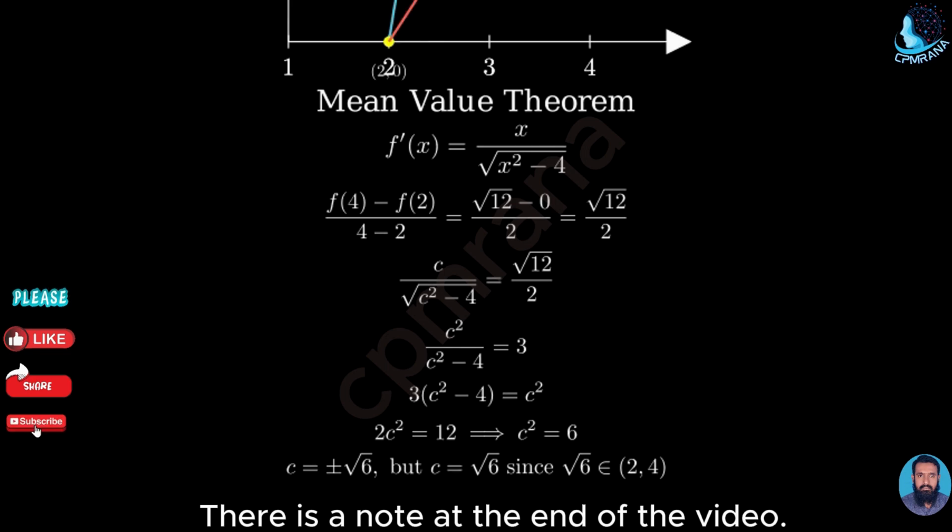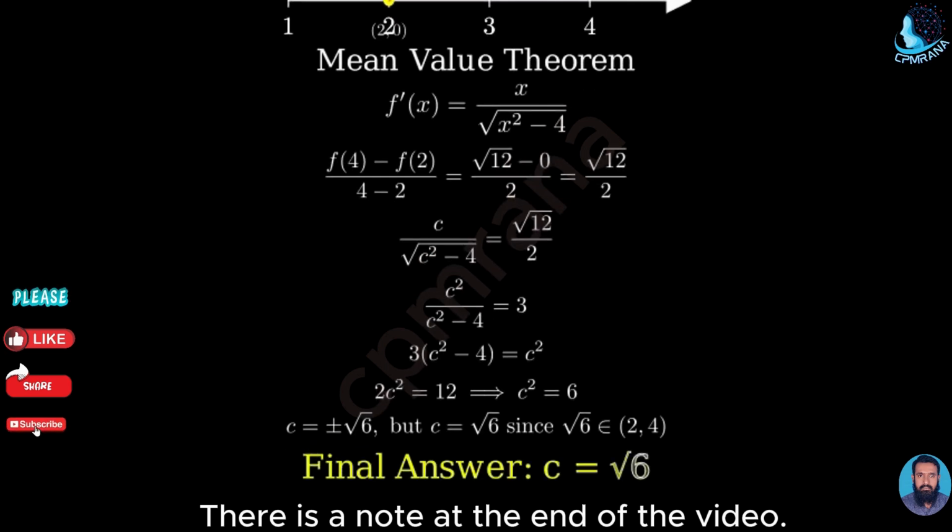Here's the point where c equals square root of 6, and its tangent line has the same slope as our secant line. And thus, we verified the mean value theorem for this function and found the exact point where it occurs. c equals square root of 6.